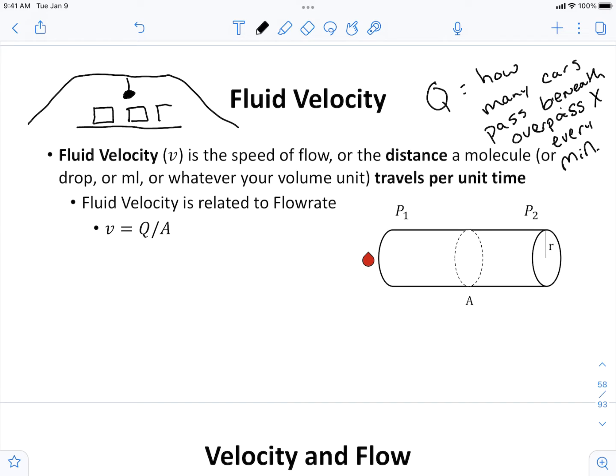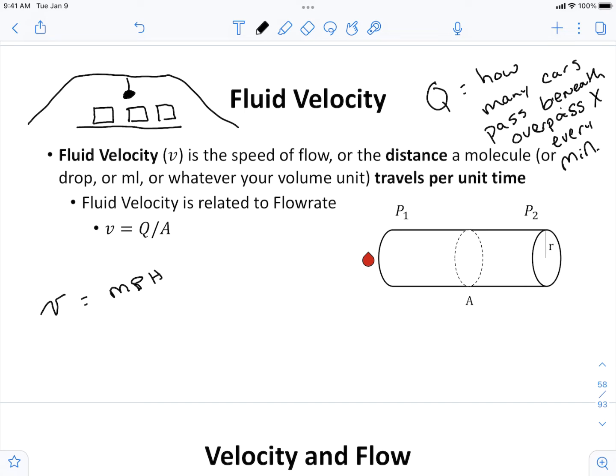And maybe that overpass or that road is big enough for 3 cars to move at a time, in which case we would be passing 3 cars, and maybe we could pass 6 or 8 or 20 per minute, depending on how fast those cars are moving. Speaking of how fast, velocity is more closely related to miles per hour, or if you're in European countries, kilometers per hour, but it's essentially how fast can something travel per hour, or in this case per minute, because we're dealing with blood.